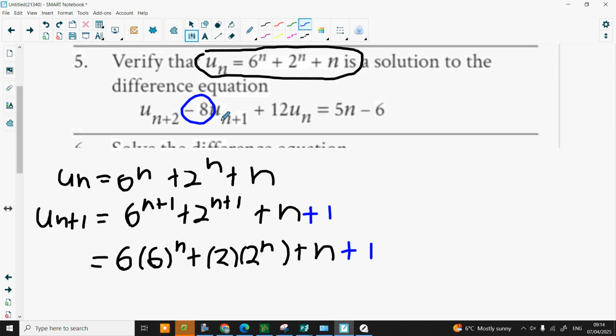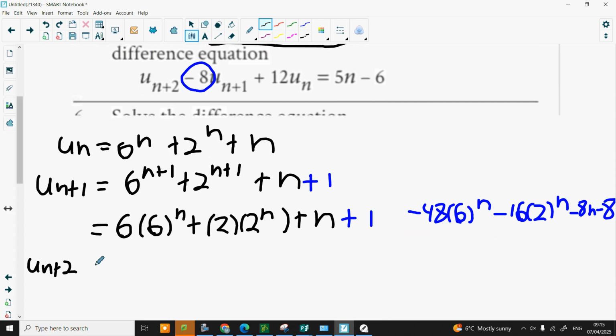Now we're going to multiply this whole system by minus 8. Is that okay? Just while we're here. So it's going to be minus 48 times 6 to the power of n. What do we take? Minus 16 times 2 to the power of n, and then minus 8n minus 8. It's going to store that there. Is that okay?